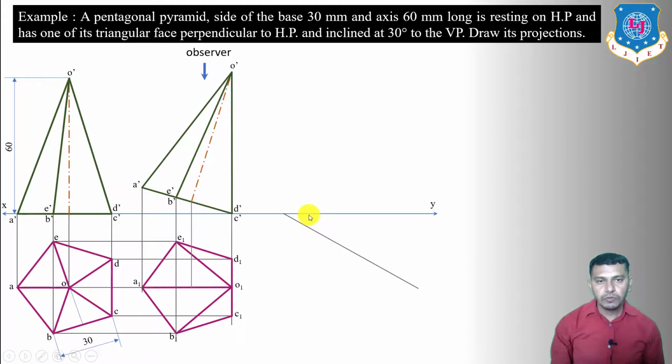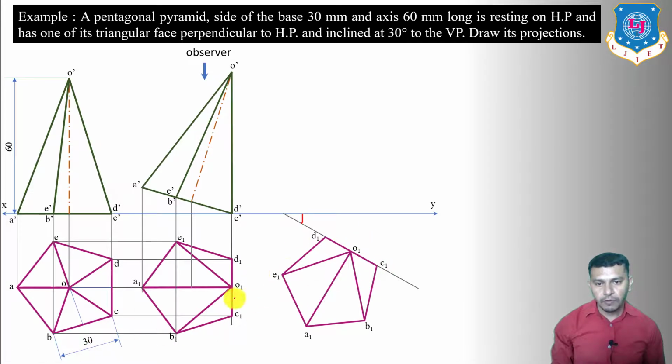Now we have to copy this figure over here by taking the top view of the triangular face OCD at an angle of 30 degrees. Here you can see that the top view of the triangular face OCD is showing this line OCD, and we have to make the triangular face inclined at an angle of 30 degrees. So we have to take this side OCD over here, and copy this figure over here by taking OCD on this line. So copy this figure as O1 C1 D1.